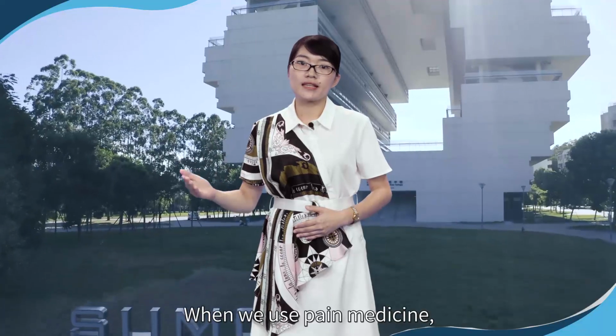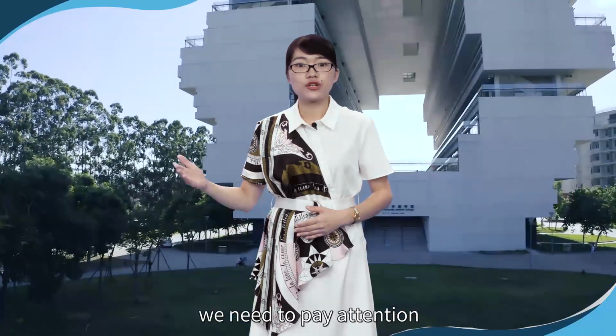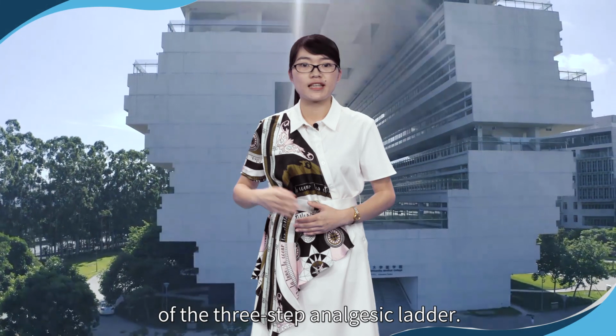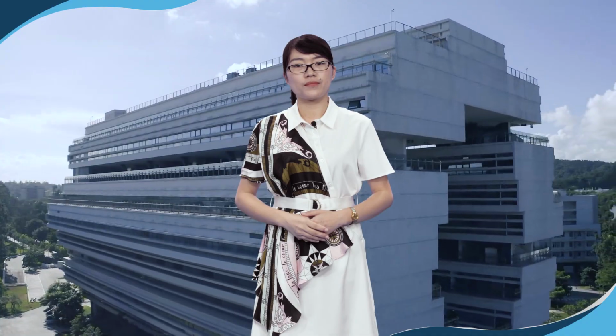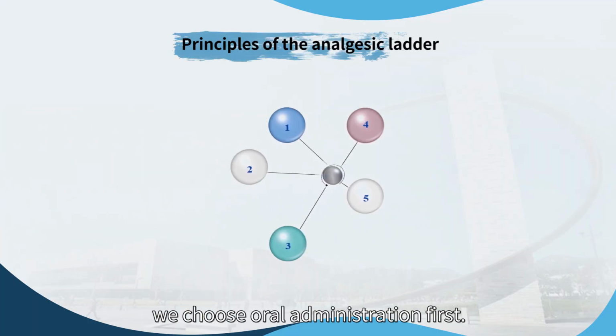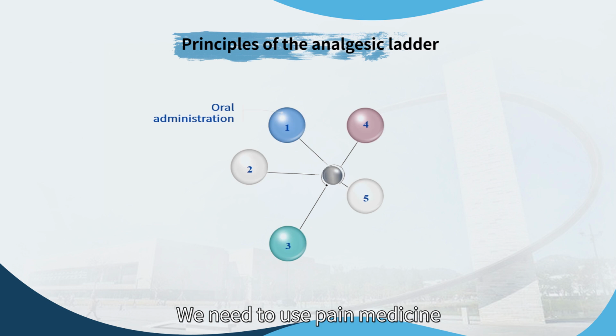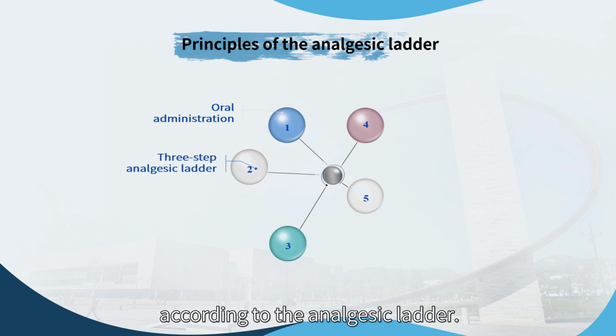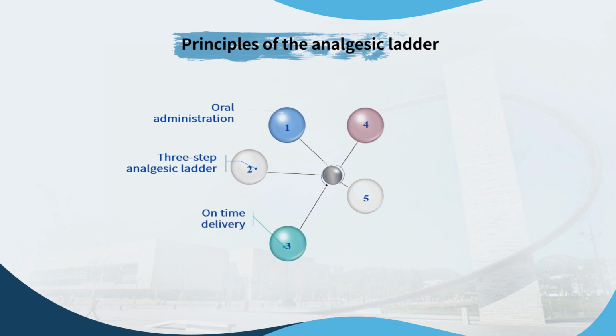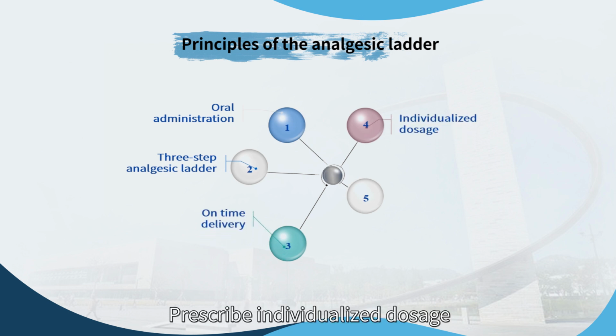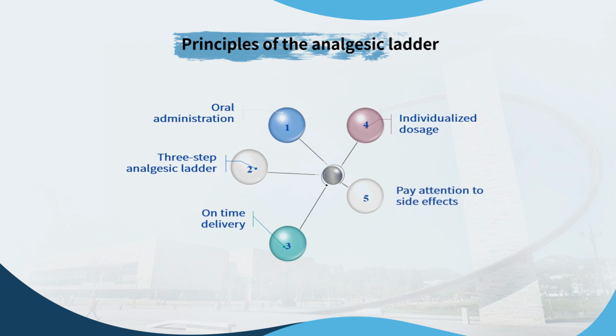When we use pain medicine, we need to pay attention to the principles of the three-step analgesic ladder. There are 5 principles. We choose oral administration first. We need to use pain medicine according to the analgesic ladder. Medication should be delivered on time. Prescribe individualized dosage for different patients. Monitor the side effects. Make sure the patient's pain is well controlled and the side effect is minimal.